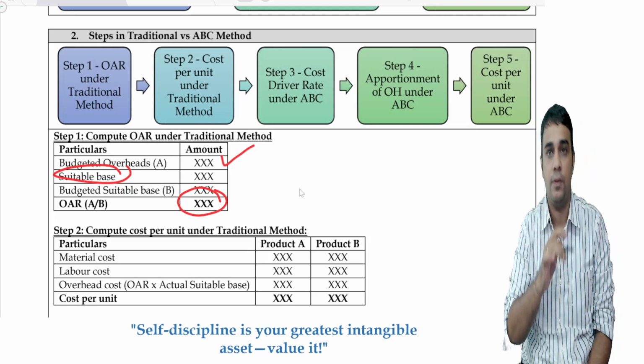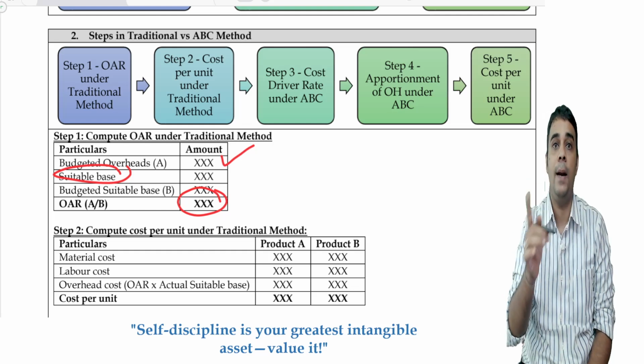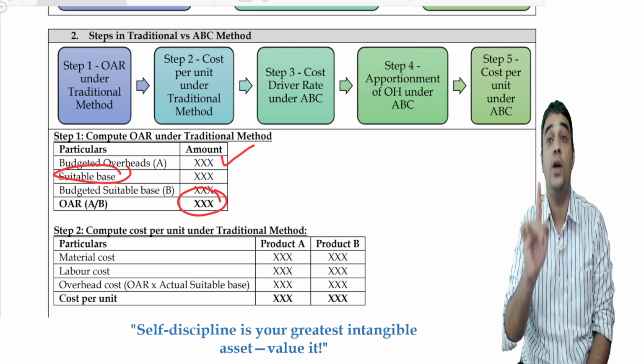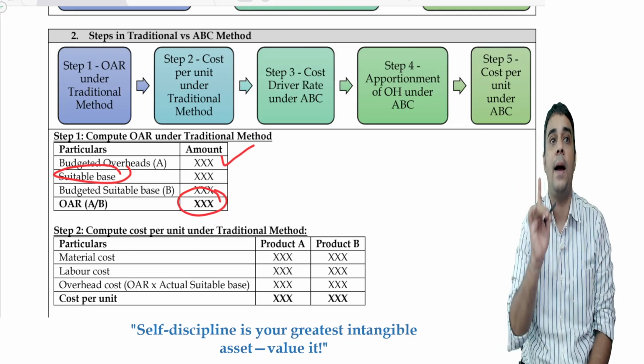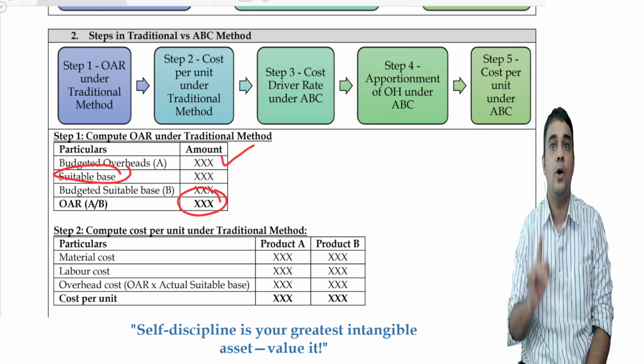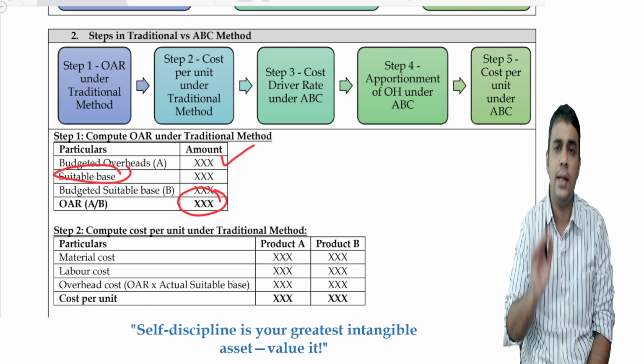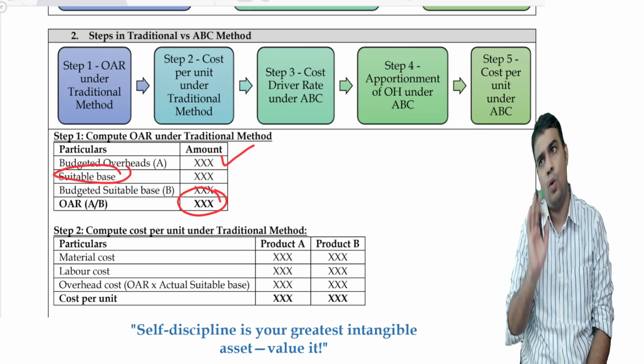We did one question, that Acon and Ben problem, where it was 120 per machine hour. That 120 per machine hour, or 120 rupees per labor hour, is called the OAR. So similarly here you will have to calculate the OAR.